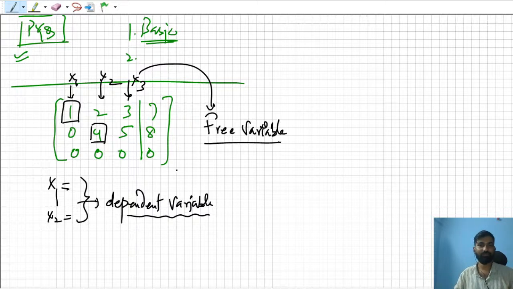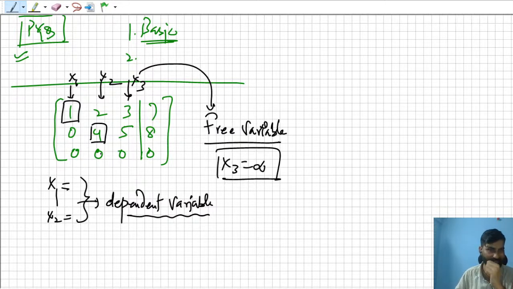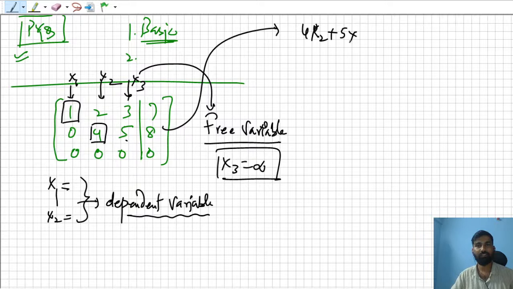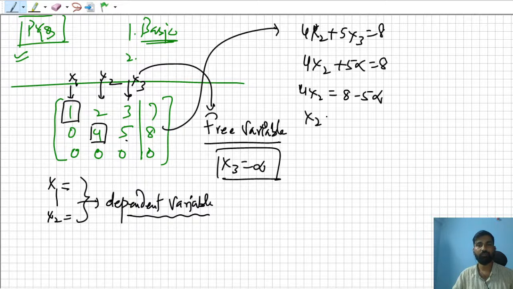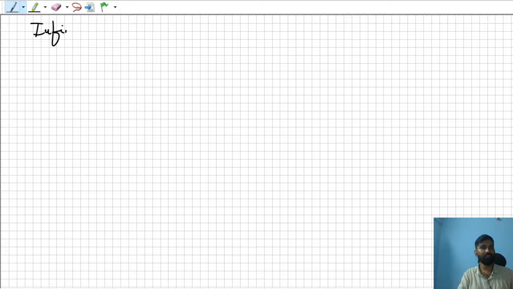It can take any value. We will say x3 equals alpha. If x3 equals alpha, then what is the value of x2? From here we can write 4x2 plus 5x3 equals 8. So 4x2 plus 5 alpha equals 8, so 4x2 equals 8 minus 5 alpha. x2 equals 2 minus 5/4 alpha. So you can find x2, and now you can also find x3. But in this case you will not get a unique solution, you will get infinitely many solutions. So what is the form of infinitely many solutions? Many people have a lot of confusion.